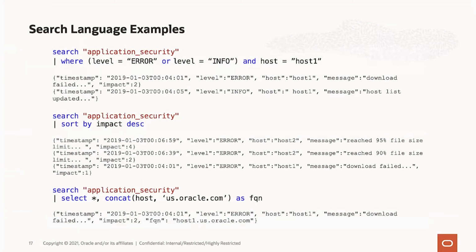Some examples of using the search language are here. So this is searching an application security log. We might want to search for entries where the log level is error or info. And in this case, we've specified that it's for a particular host, host 1. The second one, we want to order the entries in the application security log by their impact. So the higher impact ones will appear higher. We can look at those, single them out for attention. Or we might, in the bottom one, use a function, in this case concat, to put the host and the us.oracle.com together to give us a fully qualified name.